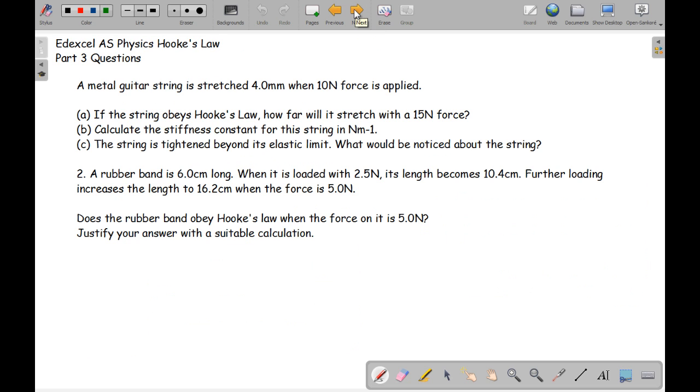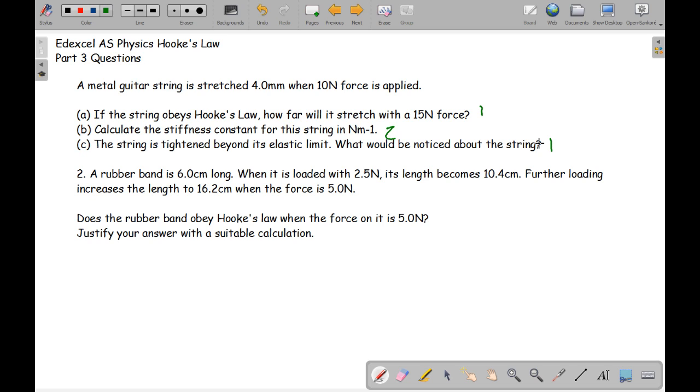We'll have a look at a question now. A metal guitar string stretches 4 millimeters when a 10 newton force is applied. If the string obeys Hooke's law, how far will the string stretch with a 15 newton force? We need to calculate the stiffness constant for this string in newtons per meter. And the string is tightened beyond its elastic limit. What will be noticed about the string? This is a 1 mark answer, this is 2 marks, this is 1 mark.